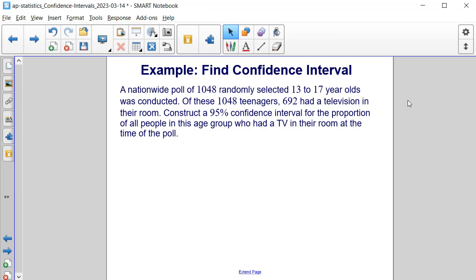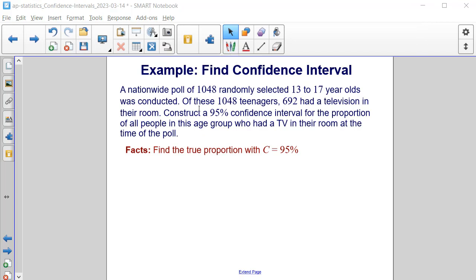Let's try an example on how to find the confidence interval using our four-step process. A nationwide poll of 1,048 randomly selected 13 to 17-year-olds was conducted. Of these 1,048 teenagers, 692 had a television in their room. Construct a 95% confidence interval for the proportion of all people in this age group who had a TV in their room at the time of the poll.